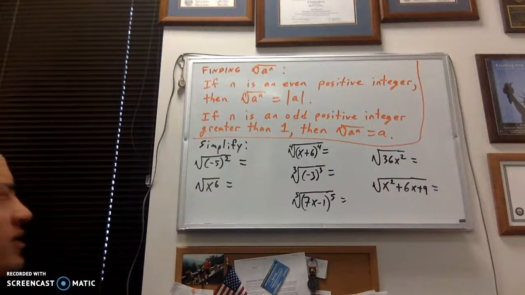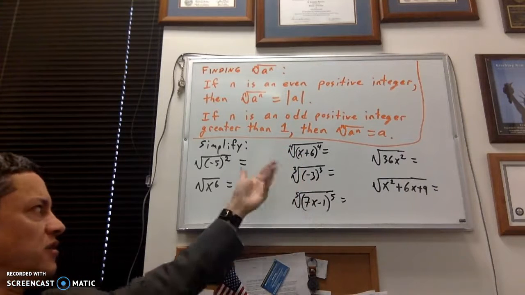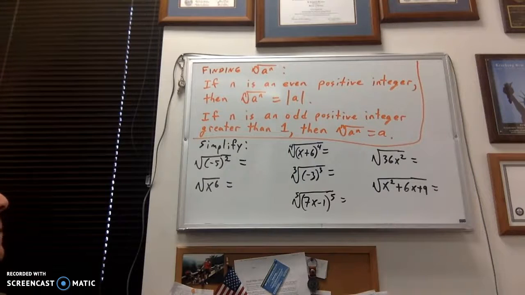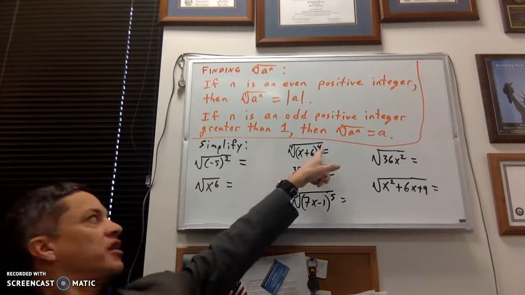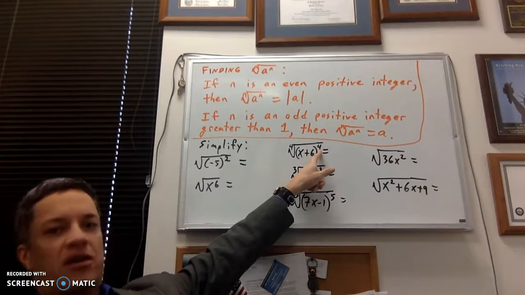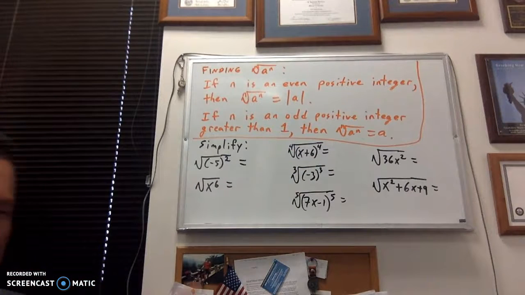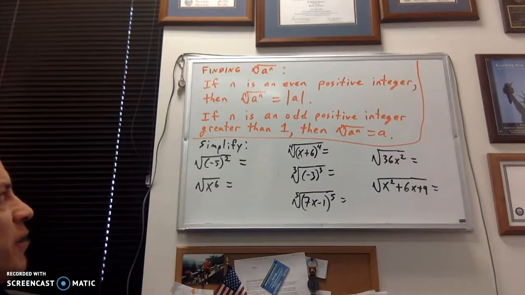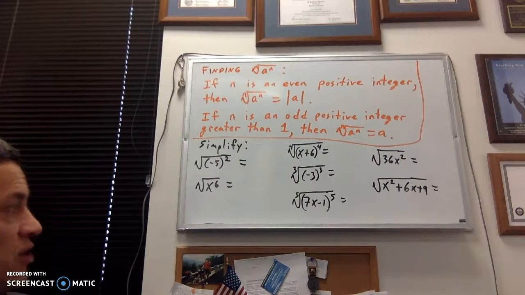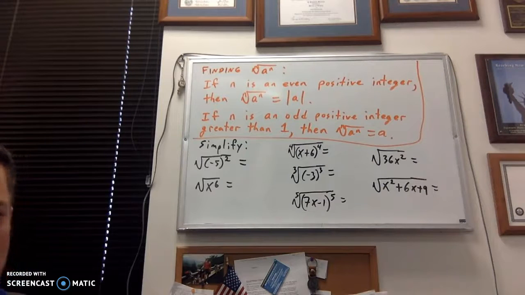So we're going to look at radicals that have indices that can be different sizes here. But what happens if the power inside the radical, the exponent, is the same as the index? Well, if n, which is going to be the index and the power, is an even positive integer, then the nth root of a to the n is going to be the absolute value of a. And if n is an odd positive integer greater than 1, then the nth root of a to the n is going to be just a, or the radicand.